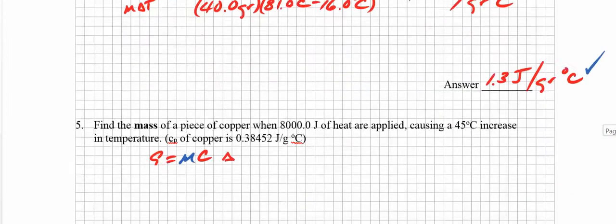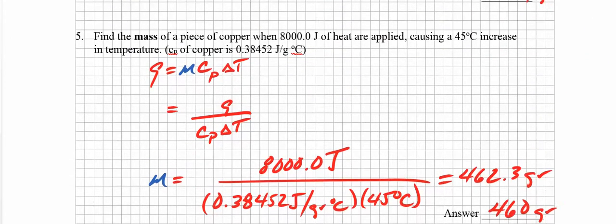Let's move on. Number 5. Find the mass of a piece of copper. They're identifying the metal this time. When 8,000.0 joules of heat are applied, causing a 45 degrees Celsius increase in the temperature of the copper. Notice they're not telling me this time what the initial temperature and the final temperature is. They just say it's a 45 degrees Celsius increase. That's all we need to know.